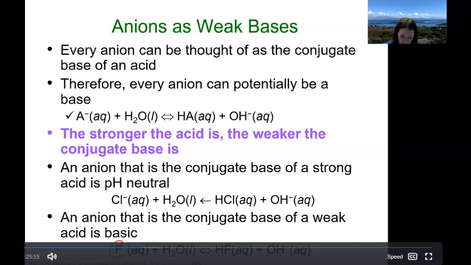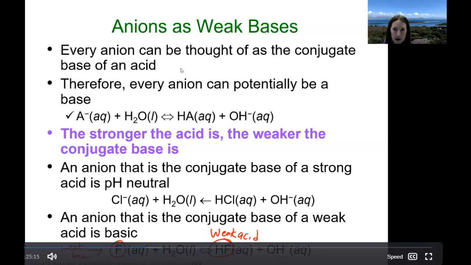So if we look at our F minus, it comes from HF. This is a weak acid. This means that this is a weak base. Okay, so you're going to get used to doing this. It just takes a little bit of thinking when you're doing this.